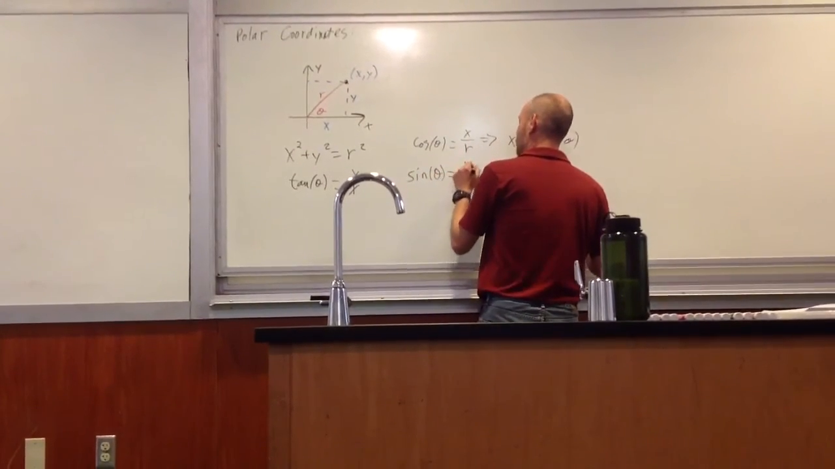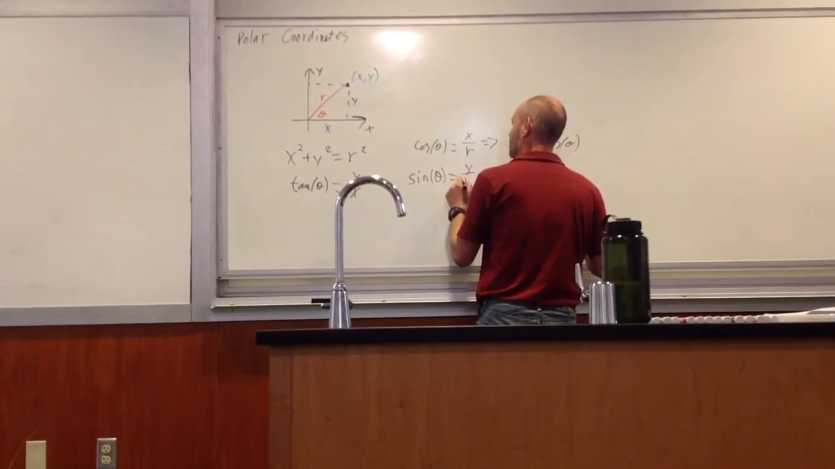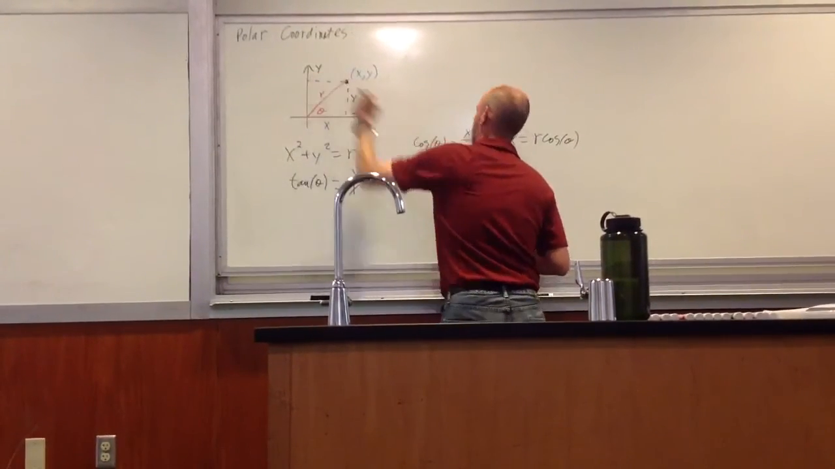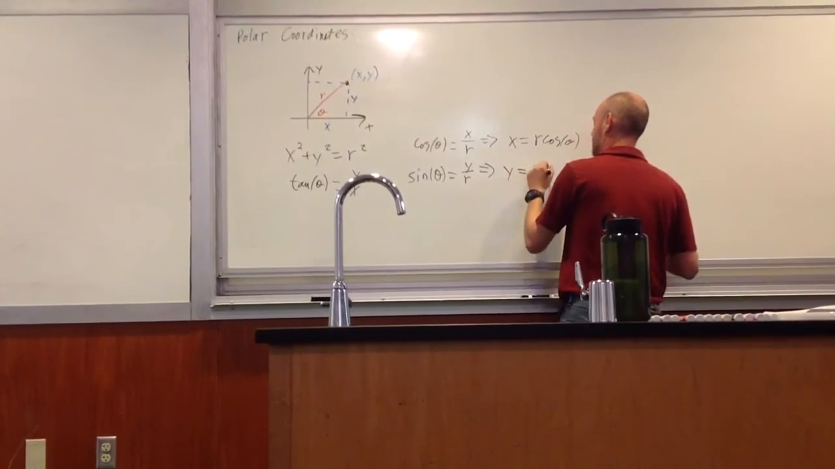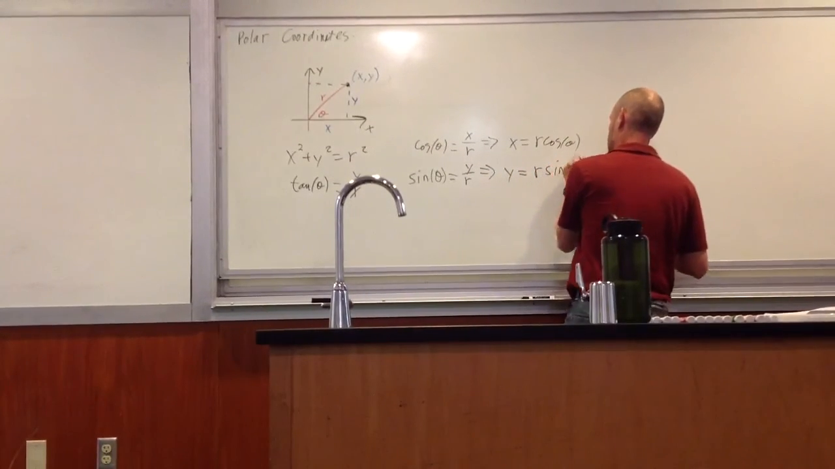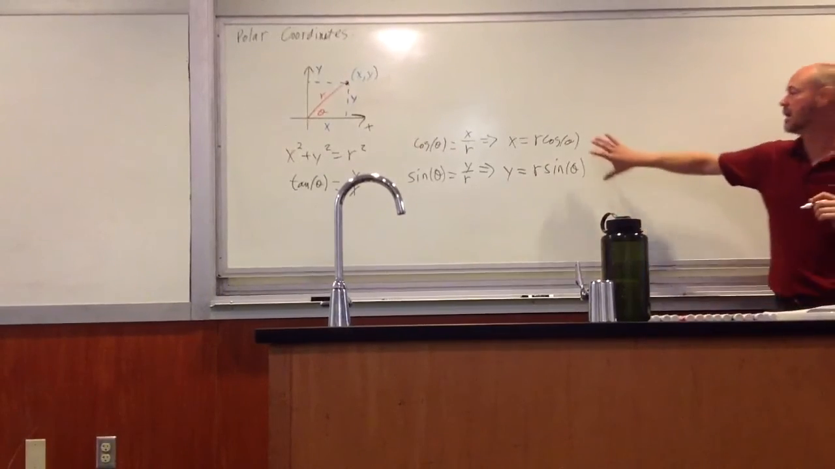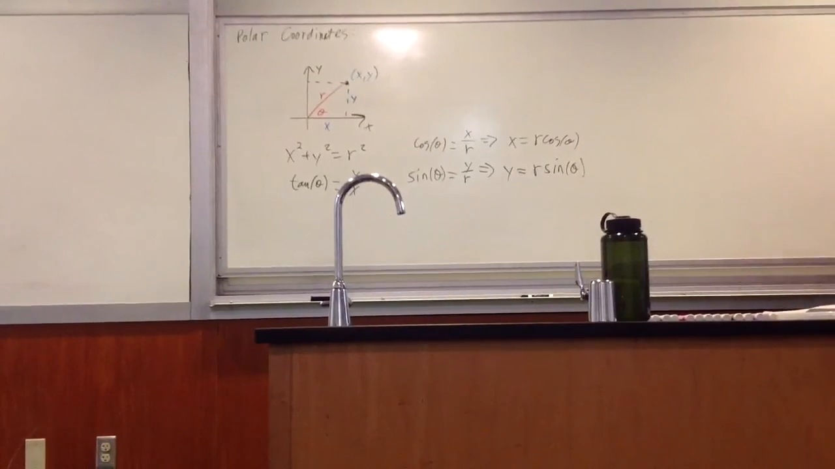Sine of theta is going to be y over r. Right? Opposite over our hypotenuse. Which means that y is represented as r sine theta. We get a lot of language out of this semester and next semester.